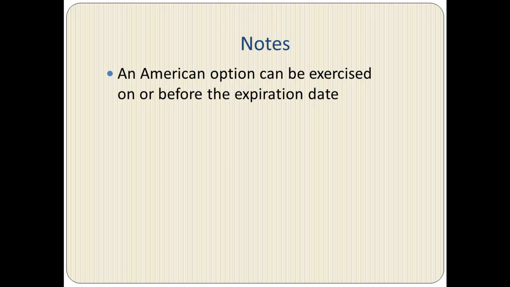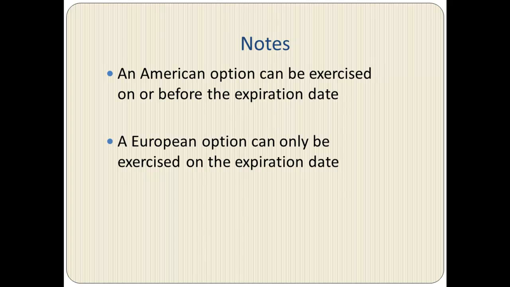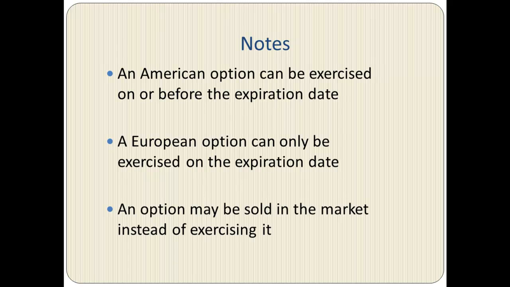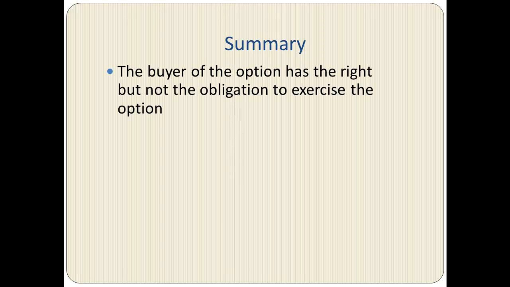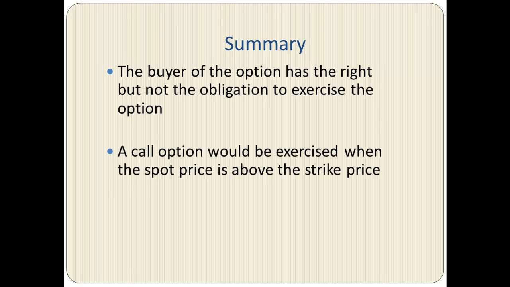Couple of important notes here. An American option can be exercised on or before the expiration date. A European option can only be exercised on the expiration date. An option may be sold in the market instead of exercising it. In summary, the buyer of the option has the right but not the obligation to exercise the option.